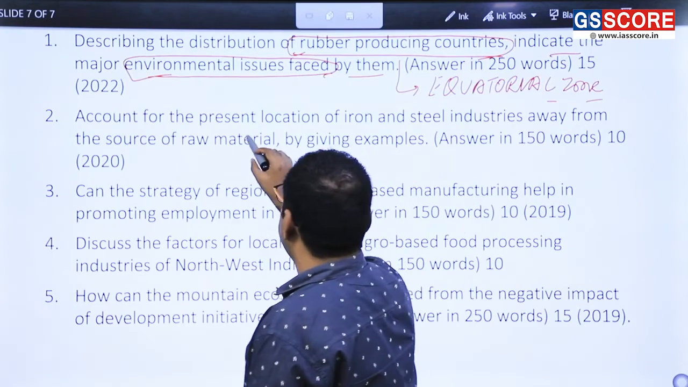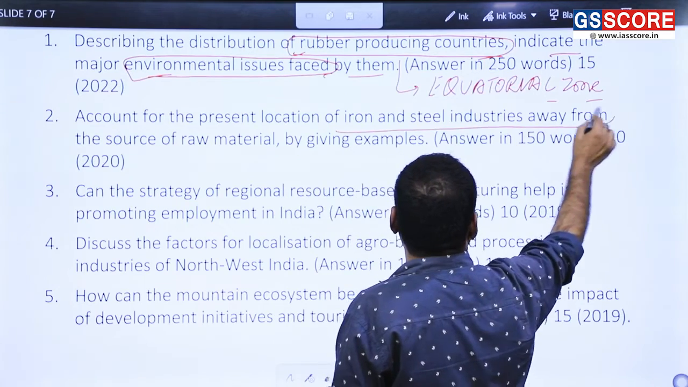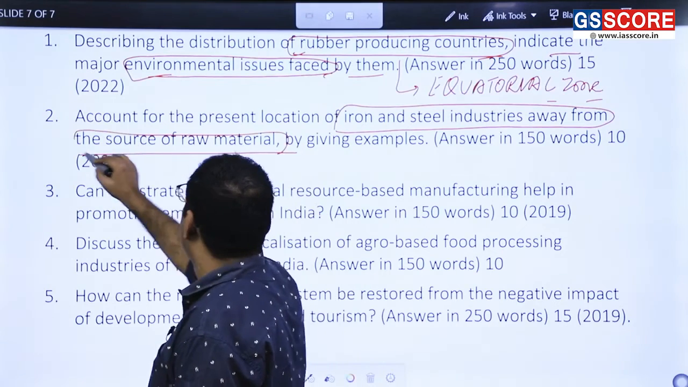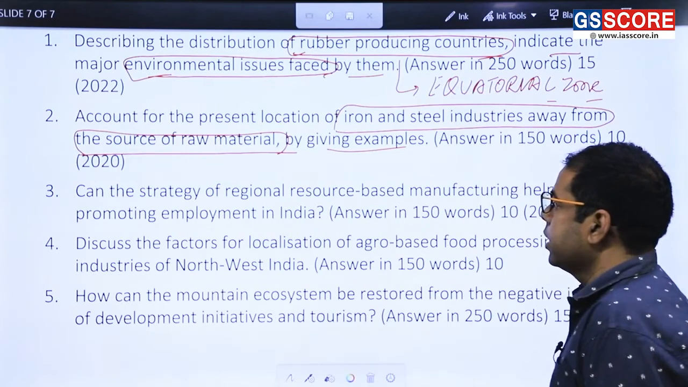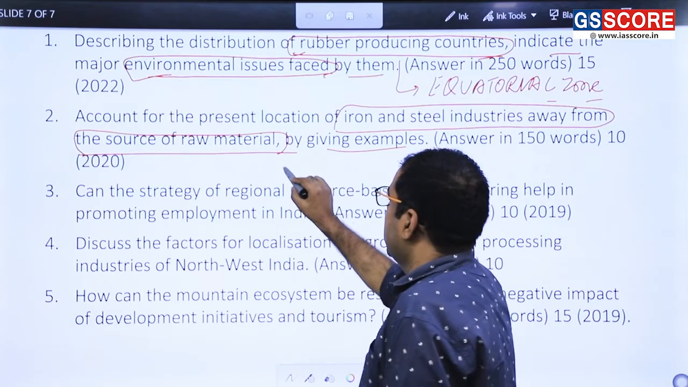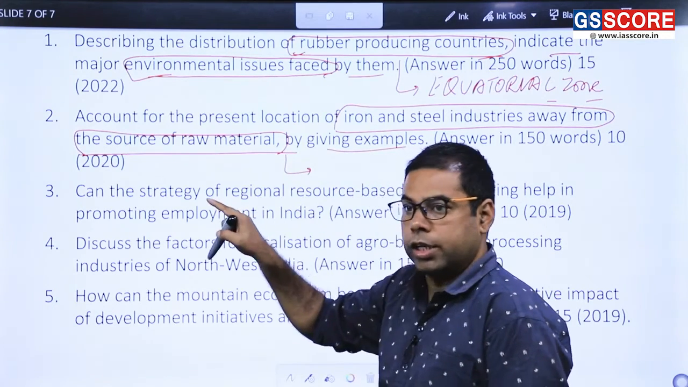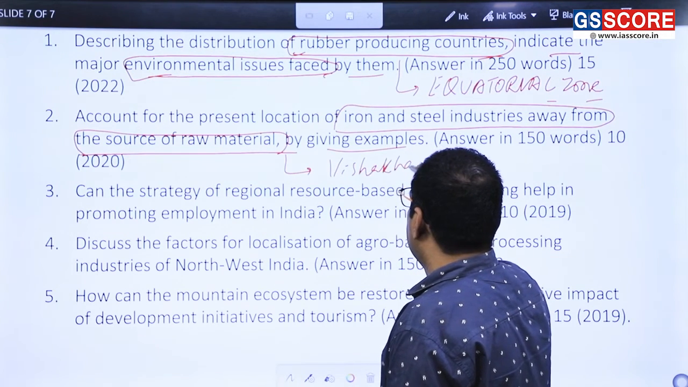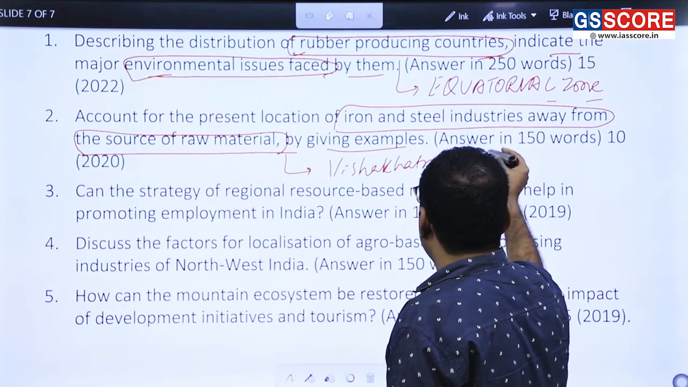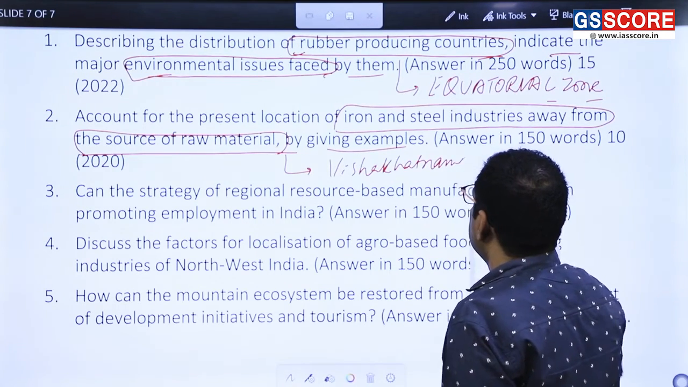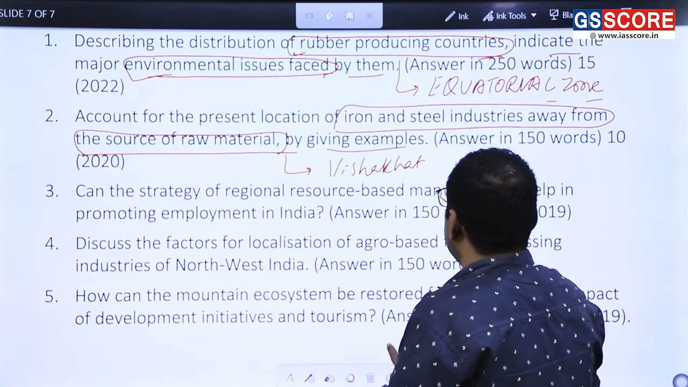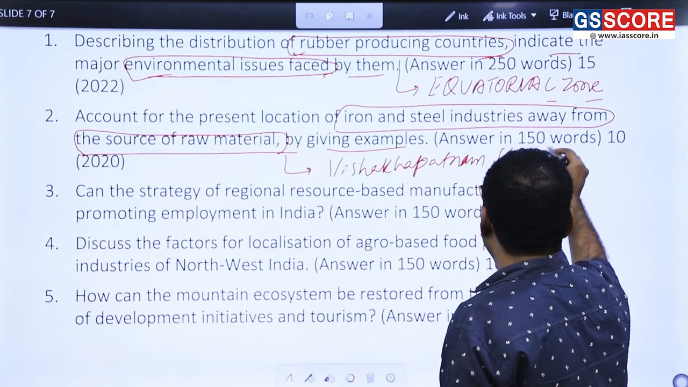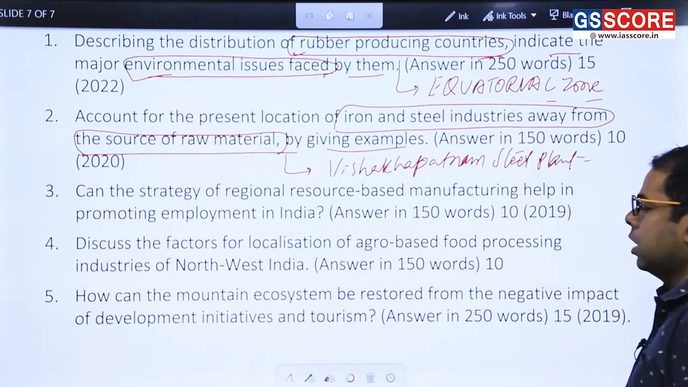The second question is: account for the present location of iron and steel industries away from sources of raw material. Give example, right? Iron and steel industries. So there you have to write specifically the case of India, that you can write there Visakhapatnam steel plant in Andhra Pradesh.